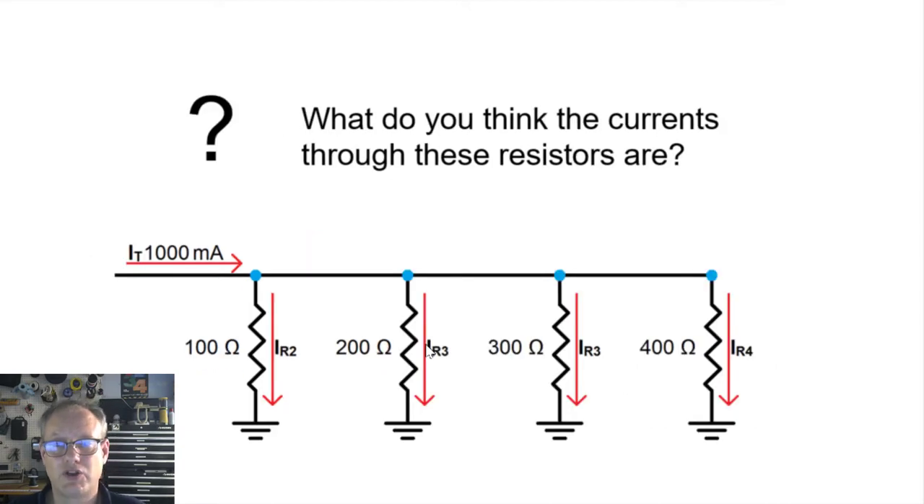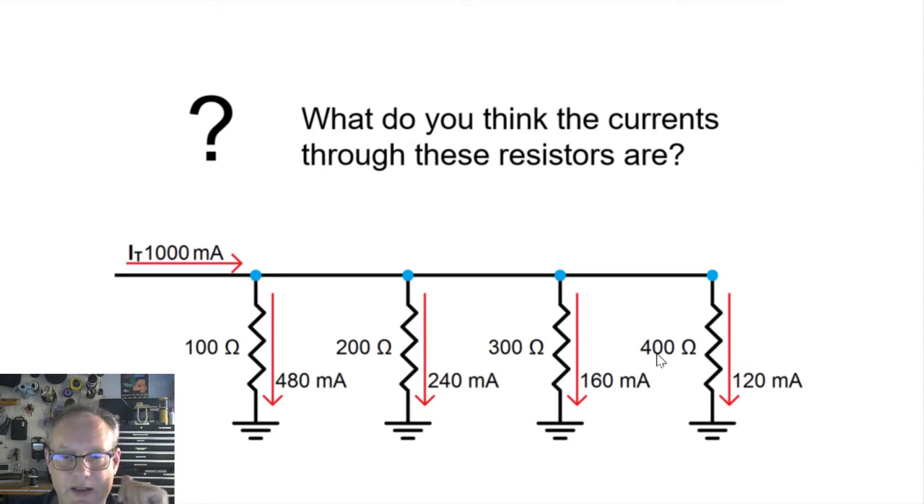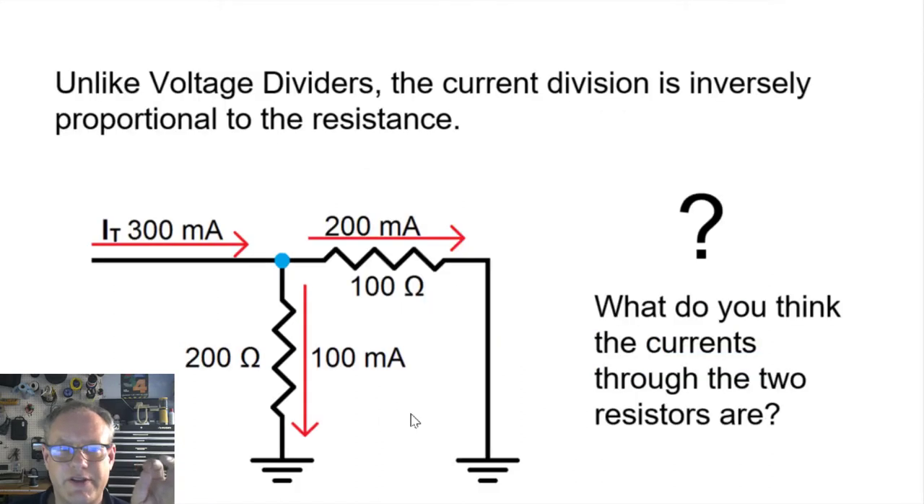All right, here we go. So more examples here. Now we've got 1,000 milliamps. This is the lowest value, so it's going to have the highest current. This is the highest value. It's going to have the lowest current. And what's it going to look like? It's going to look like this. Now, intuitively, that was the formula. You can't see it yet. Over here, we had 100 and 200, and then that got 200, and that got 100.